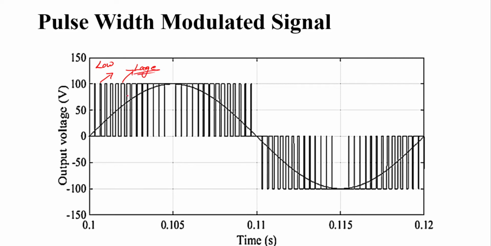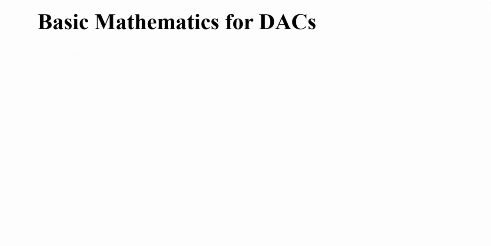So here the average DC value has increased. So maximum average DC value is here, whereas the lower the pulse or the smaller the duty cycle, the lesser the DC value. In this way, the pulse width modulated signals can generate discrete analog signals.